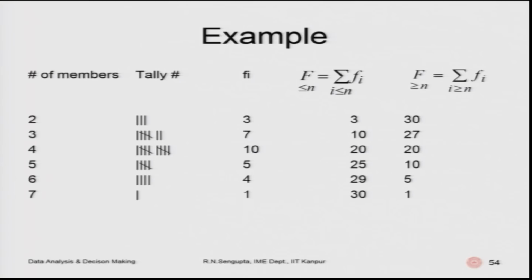If I am trying to find out the frequency of the less than type, it will be the number of families which are less than or equal to 2, which is 3. Family members less than or equal to 3 will be 3 plus 7, which is 10. Family size less than or equal to 4 would be families having 2, families having 3, families having 4, which is 20. So on and so forth till the last one, family size having members less than or equal to 7, which is 30. If I go the other way around, family size greater than that value of n, it will just be the reverse, starting from 30 to 1.